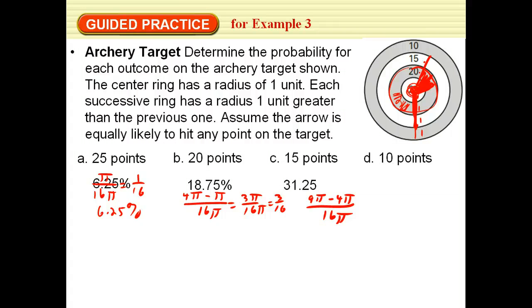And then for my 10 point, let's think, we've got the whole thing, 16 pi, minus everything inside of that, which has a radius of 3, so 9 pi divided by 16 pi, which gives me 7 pi over 16. 7 over 16 is 43.75%.